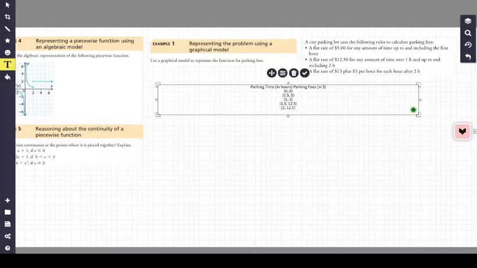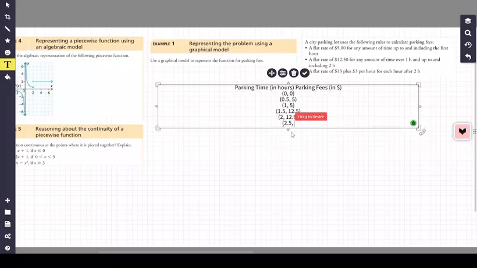So let's see how about 2.5. Let's see what 2 hours and 30 minutes is going to cost us. A flat rate of $13 plus $3 per hour. We already parked for 2 hours, which is 13. We got the flat rate and $3 per hour, but we only parked for half. So we have to do 3 times a half, which is 1.5. So 13 plus 1.5 will get 14.5.